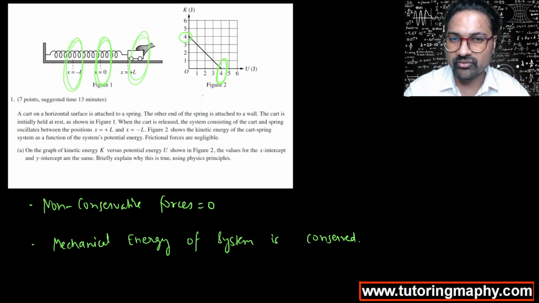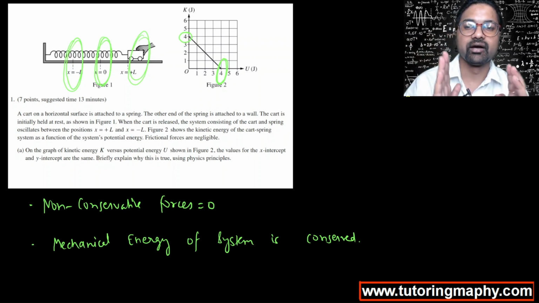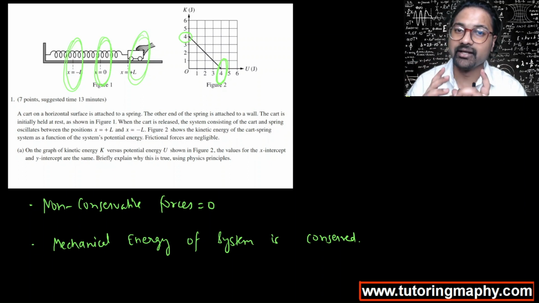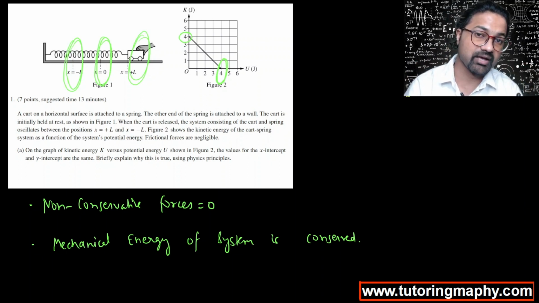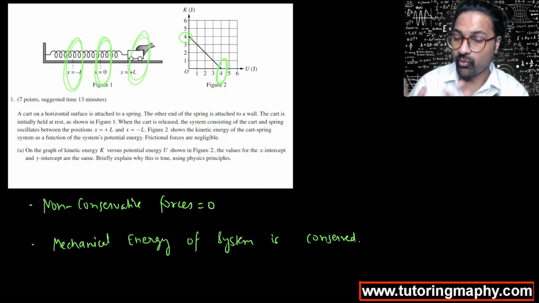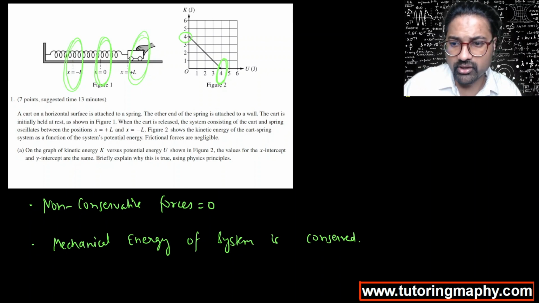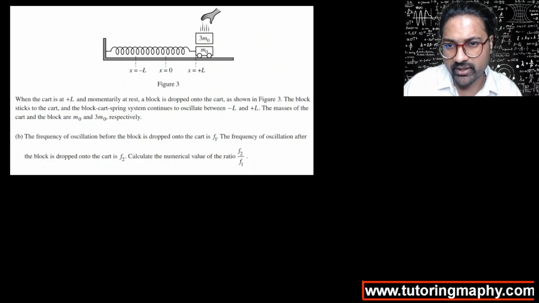So it makes absolute sense that their intercepts are the same, because it indicates that whatever kinetic energy was at the equilibrium, that same kinetic energy got converted completely into the potential at the extreme mass, because mechanical energy is conserved. So that is the reason why the kinetic energy and potential energy curve has the same intercepts. I hope that makes sense. Let's jump on to part B of the same question.